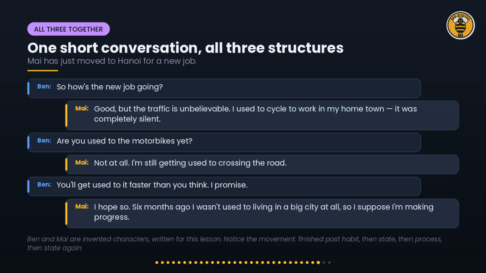Finally, let's hear all three working together in one short conversation. Ben and Mai are invented characters written for this lesson. Mai has just moved to Hanoi for a new job.